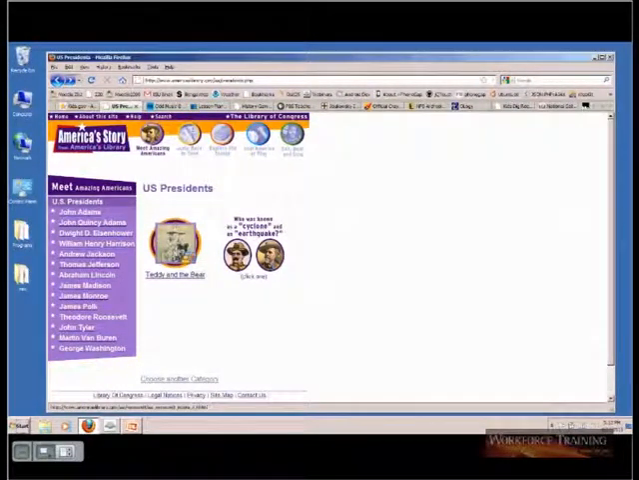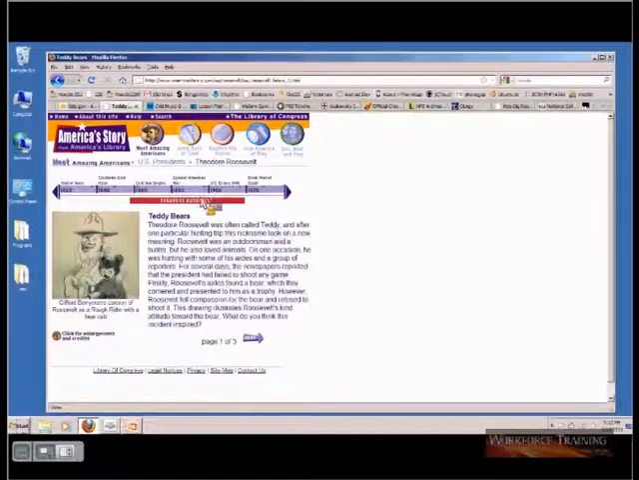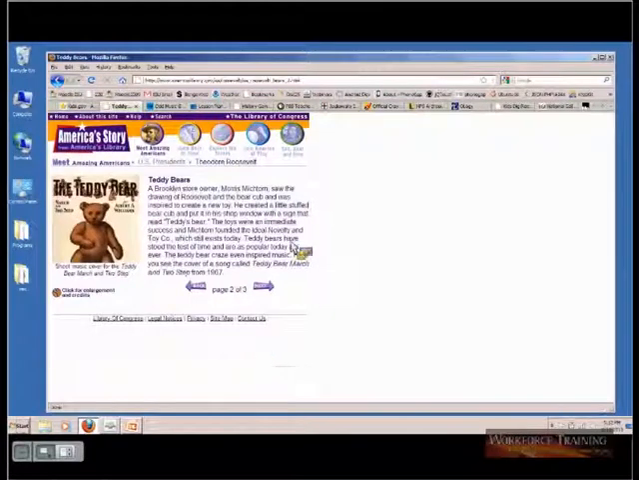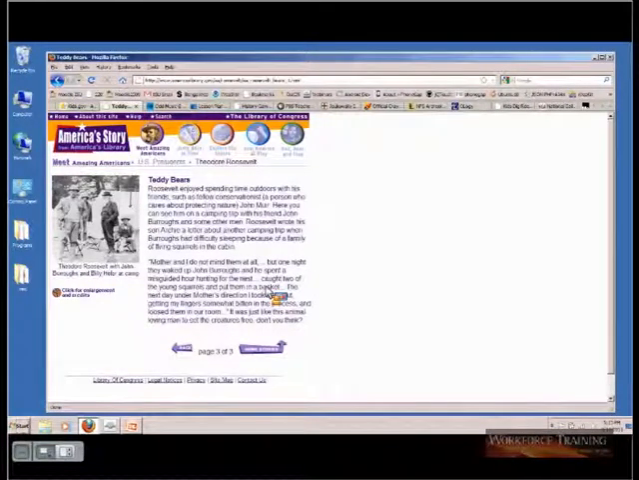Presidents. Okay, so Teddy and the Bear, let's click this here, and it gives us a timeline at the top, and then it gives us a bit of a story. You know, how in the world did the teddy bears get their name, and what did Theodore Roosevelt have to do with it? So you've got several pages here. Here's a cartoon. And it kind of tells a story. You know, how the teddy bear got its name and what this has to do with our President Roosevelt.